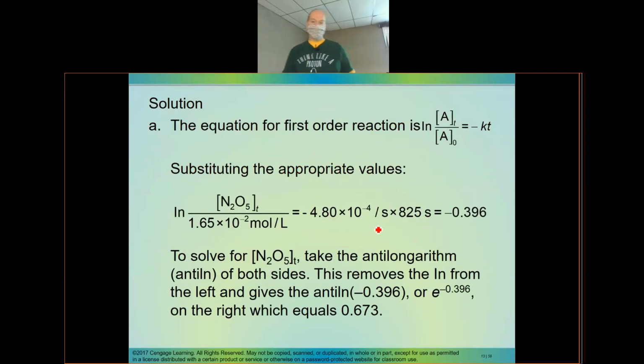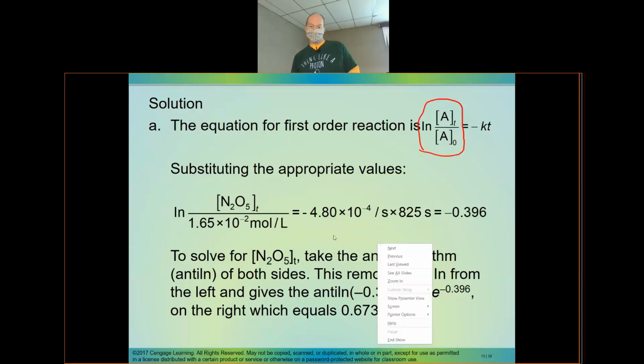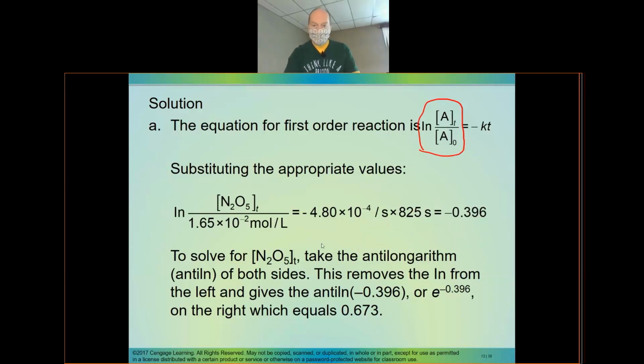So they plugged it into this one, which would be getting the exact same answer. They have their unknown as the concentration of N2O5 at time t, and they plugged in their initial concentration. So to solve, the way we did it, we're going to have a number and we're just going to have the ln of this, the way they do it.